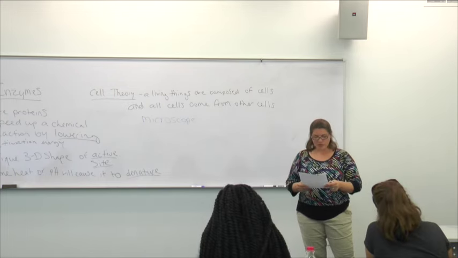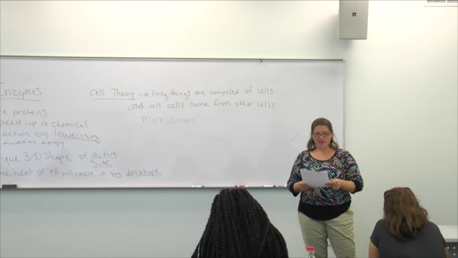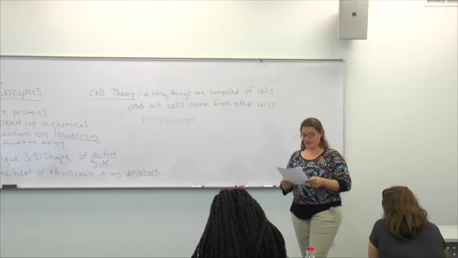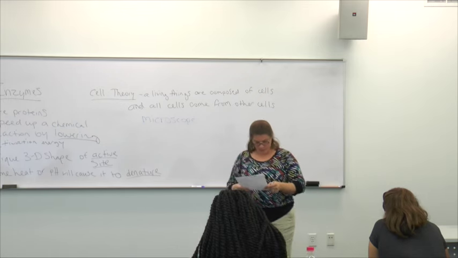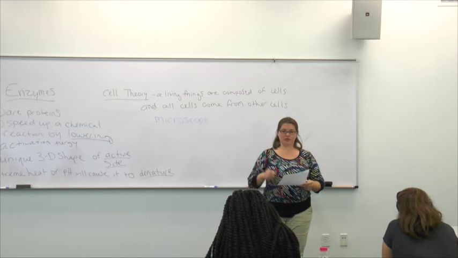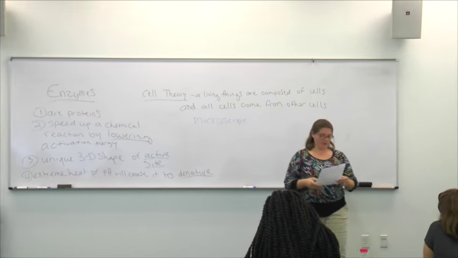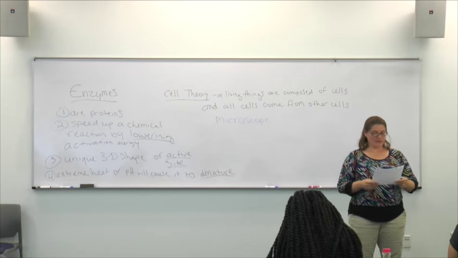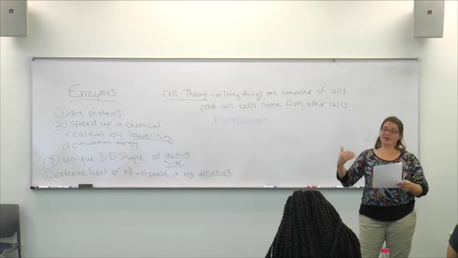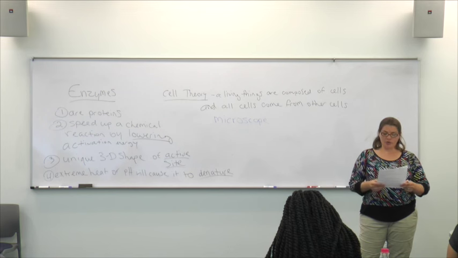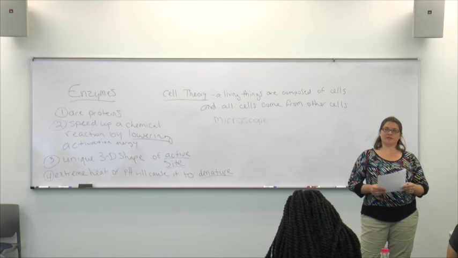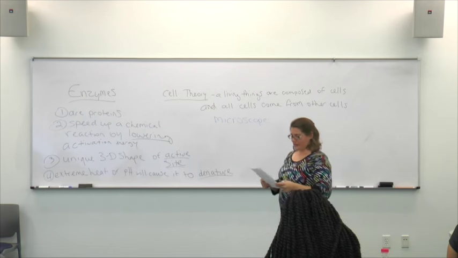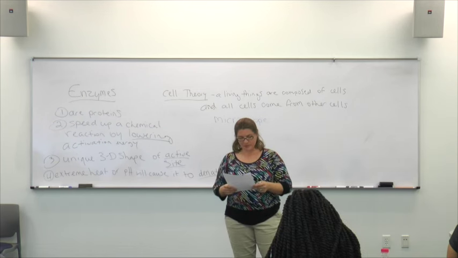Number 5, I'm the control center of the cell, and I contain the cell's chromosomes. The nucleus, right? Letter A. Nobody should miss that one. The control center of the cell. Gotta be the nucleus. Number 6, I make proteins for use in the cell, and I am synthesized in the nucleolus. That's right, ribosomes. Letter B for number 6.